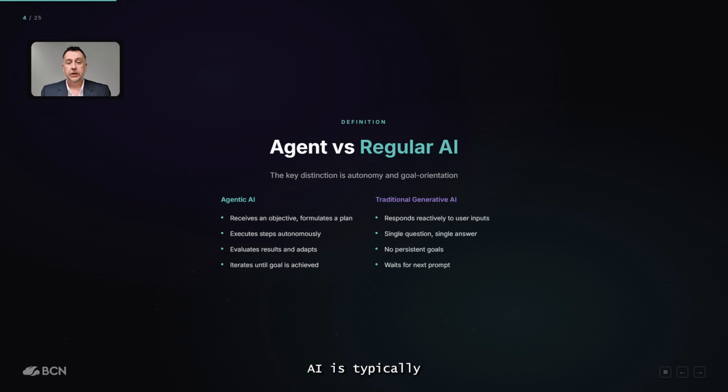Regular AI is typically you ask and it answers. Agentic AI is you set a goal, it figures out and executes the steps. The difference isn't smarter, it's autonomy and workflow execution. And autonomy exists on a spectrum from fully human-led to largely automated.